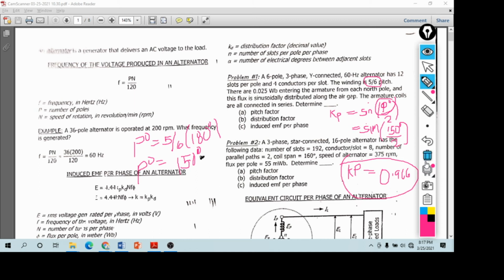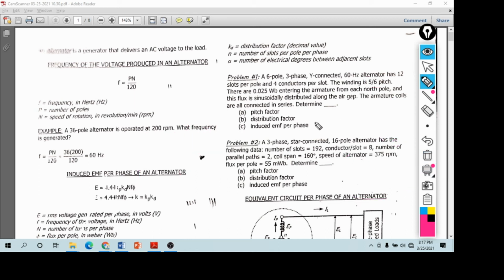Now, next is the distribution factor. The distribution factor Kd is equal to sine of n alpha over 2, over n sine of alpha over 2. So, that is alpha.